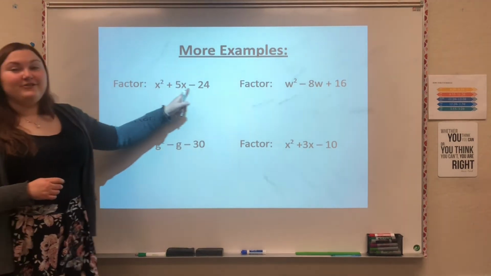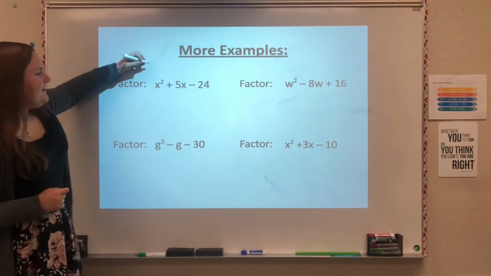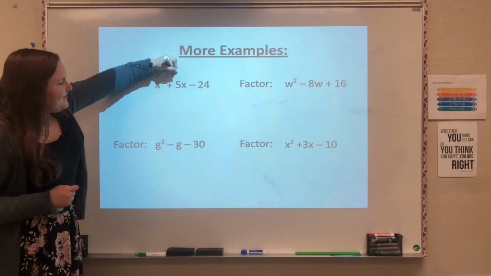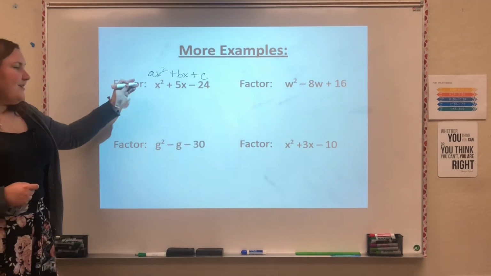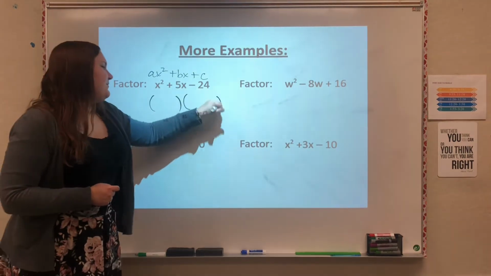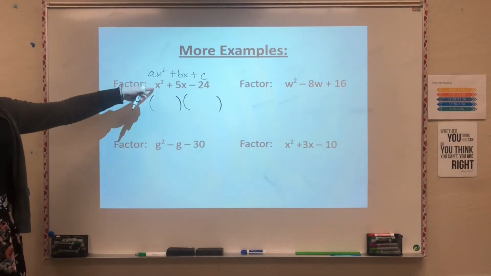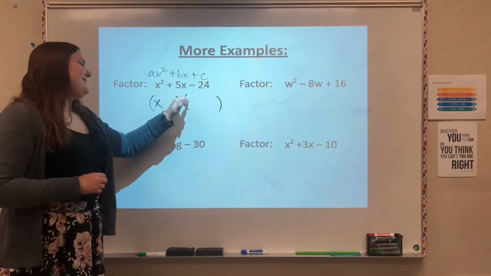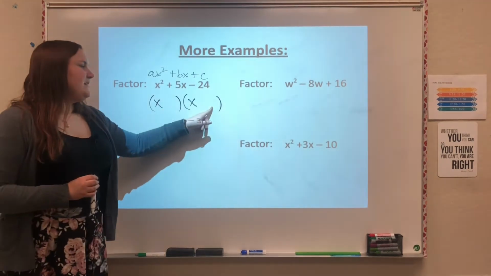Well, it's a quadratic. I know that because it's x squared, x number. It's in that form, ax squared plus bx plus c. So because it is a quadratic, I know it's going to factor into 2 parentheses. What can we go ahead and write down? Well, to get that x squared, I know it has to be x times x. How are we going to figure out these numbers here?